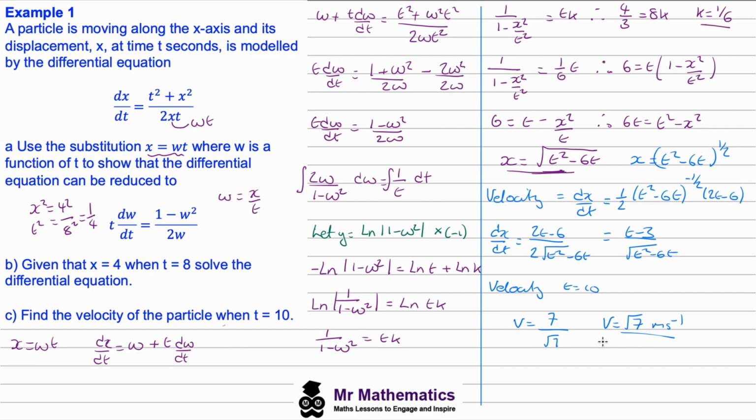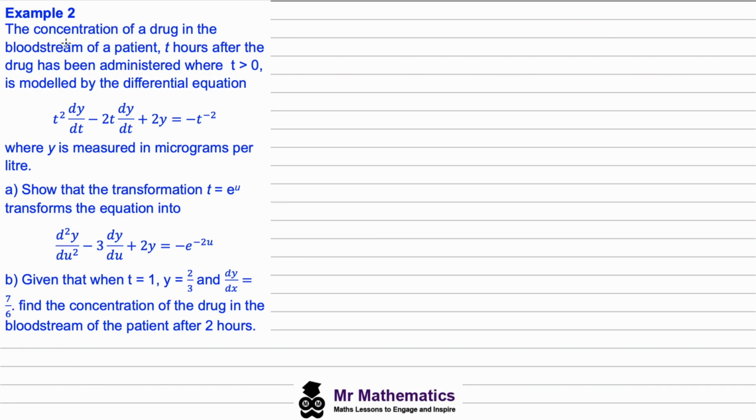Okay? And in example 2, we're going to look at modeling with a second order differential equation. Okay, so for example 2, we're told that the concentration of a drug in the bloodstream of a patient t hours after the drug has been administered, where t is greater than 0, is modeled by this differential equation, where y is measured in micrograms per liter. And we've been asked to use the substitution that t equals e to the u to transform the original differential equation into this form.